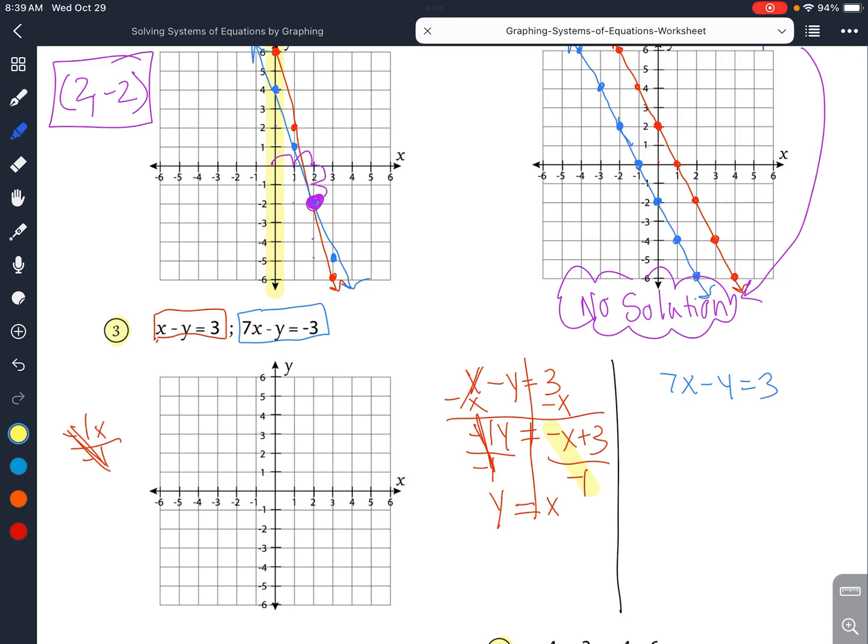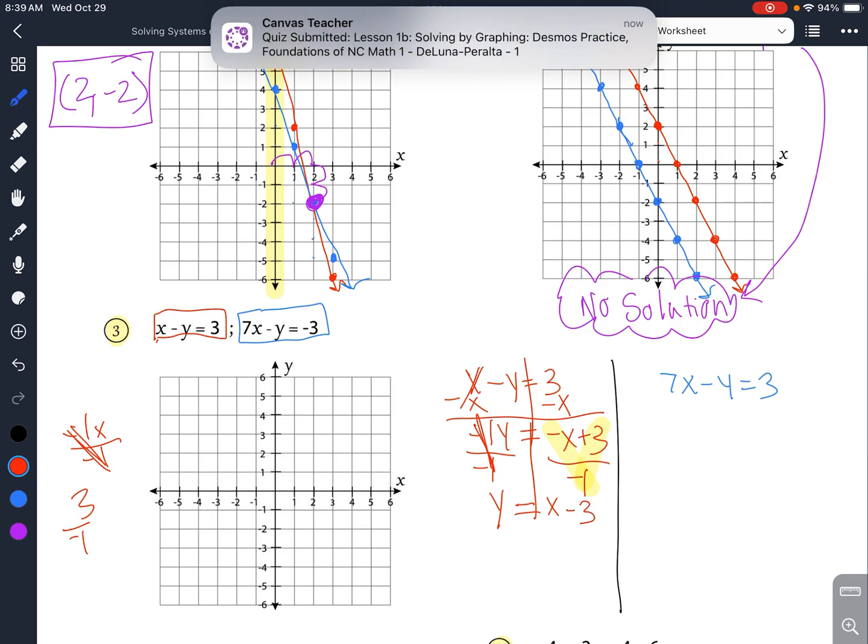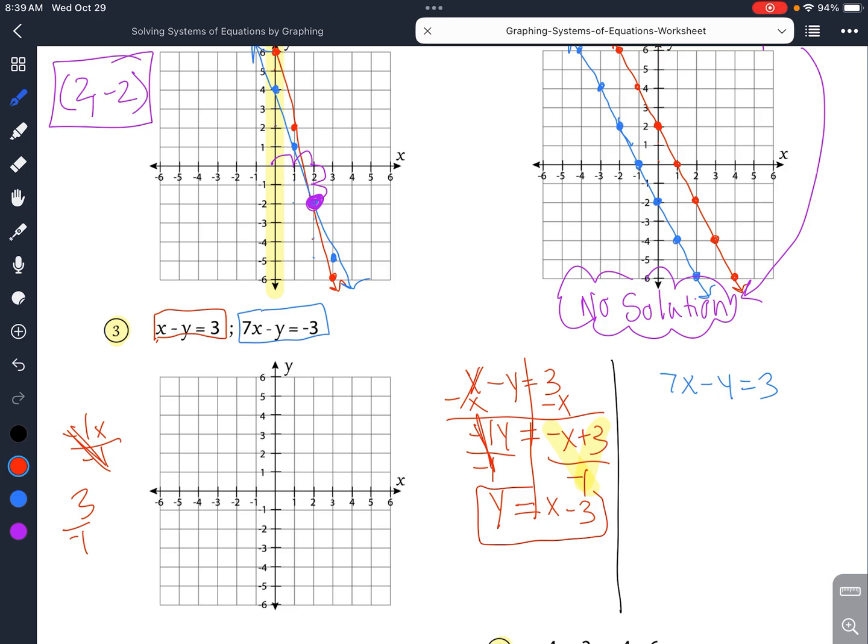And then same thing right here. What's 3 divided by -1? Well, that's just a -3. So this is what I have to graph now for this equation. So my y-intercept is at -3, and my slope is just 1, so I just literally go up 1 over 1, up 1 over 1. And same thing, down 1, left 1, down 1, left 1. Okay, and I'm going to connect those dots.